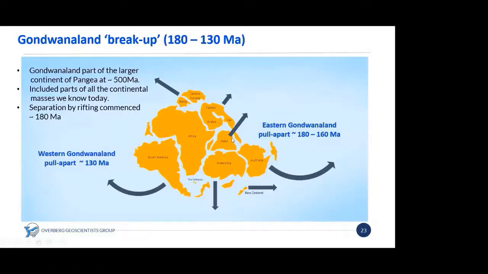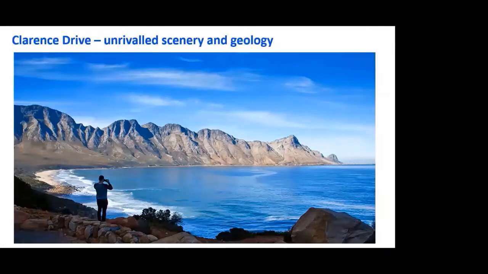Okay, around 180 to 130 million years ago, Gondwana broke up and formed basically the geography that we know at present. India moving up this way rapidly to impact into Asia and form the Himalayas. And most of the mountain ranges that we know at the moment were formed by the impact of various parts of Gondwana into Laurasia. Let's now return to the Clarence Drive.